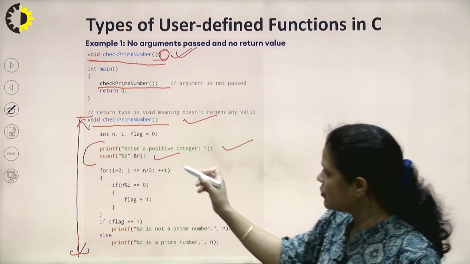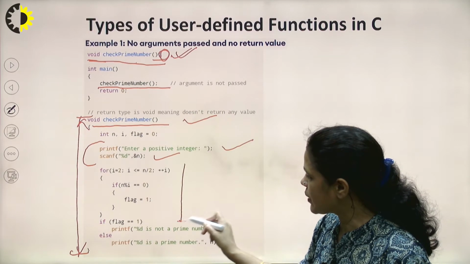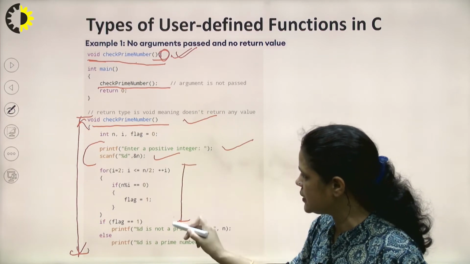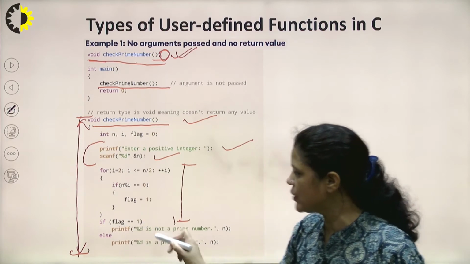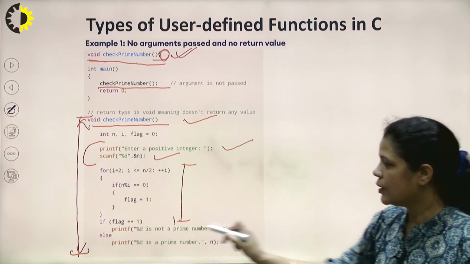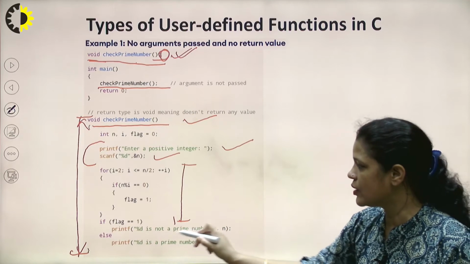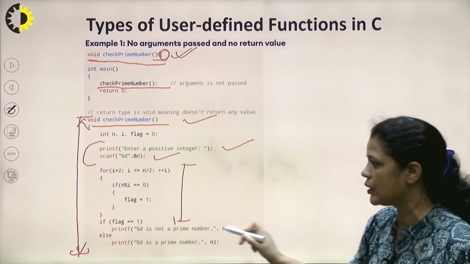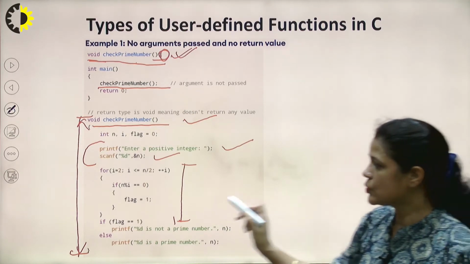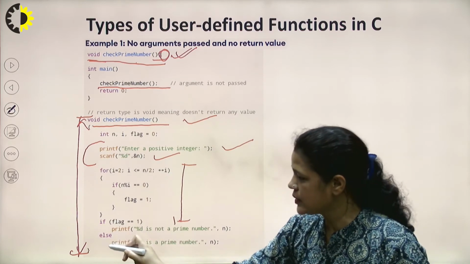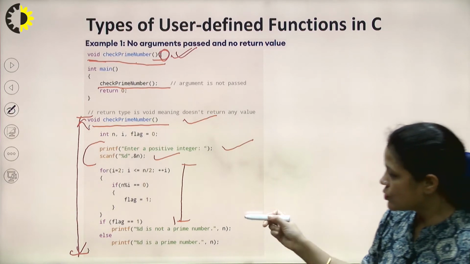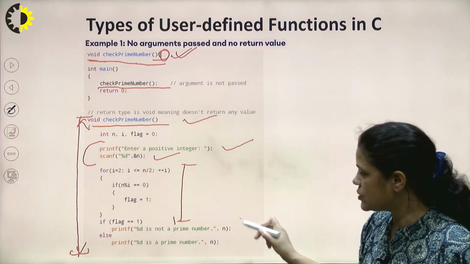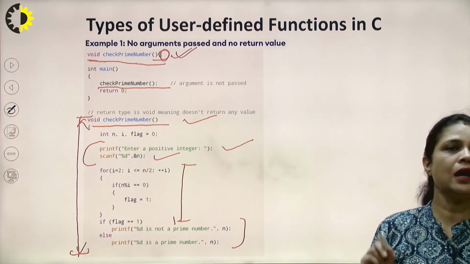So here we are checking whether the number is prime or not by these statements. If that flag value is 1, then we are concluding that the given number is not a prime number. If flag is 0, then we are concluding that the number is a prime number. So what we are doing here is just printing the output.